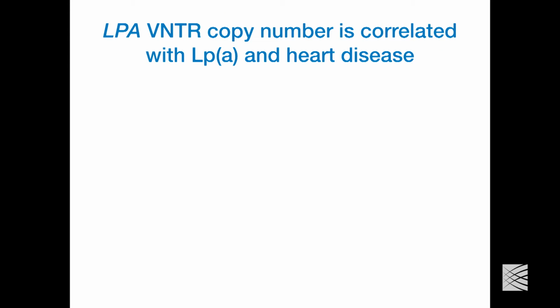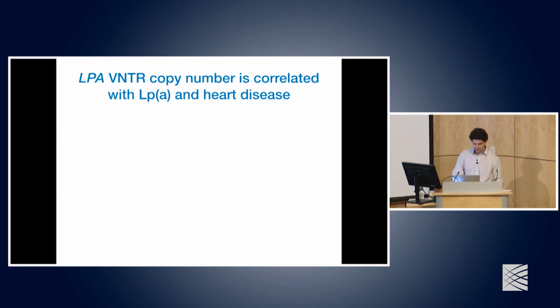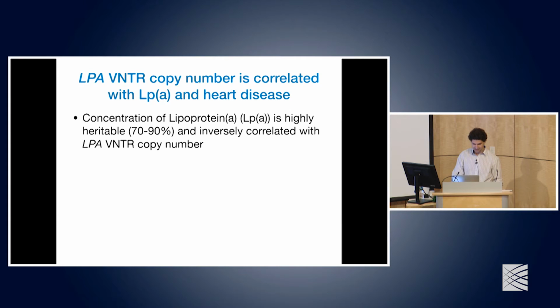One reason this particular VNTR is so interesting is that this copy number has been shown to be correlated with both protein concentration and heart disease. So the concentration of lipoprotein A, which I'll denote by LPA, is highly heritable. The family studies estimate that its heritability is between 70 and 90%, and inversely correlated with the LPA VNTR copy number.